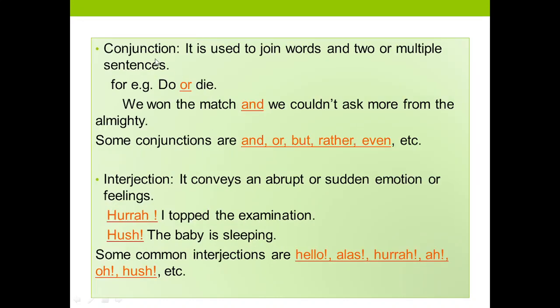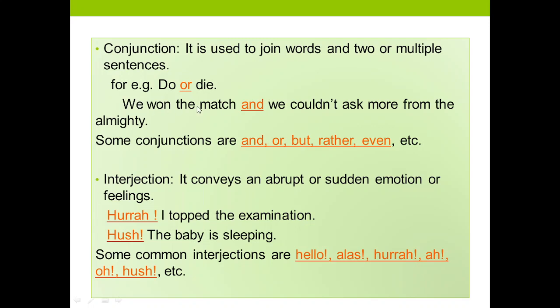Next we are going to talk about conjunction. Conjunction is very easy to understand. It is used to join words to words or two or multiple sentences. For example, do or die. Here we have this sentence, either do or die. So or is connecting both of the words.